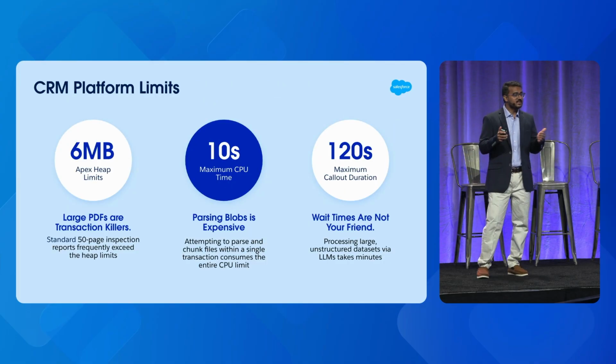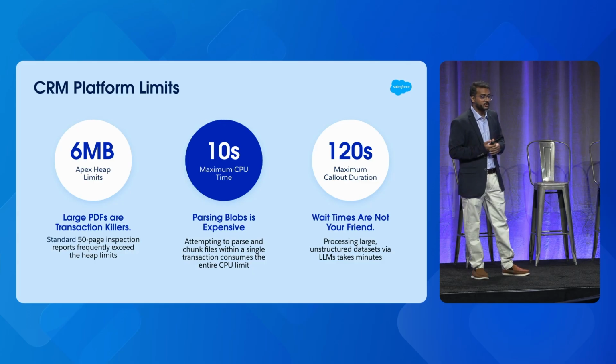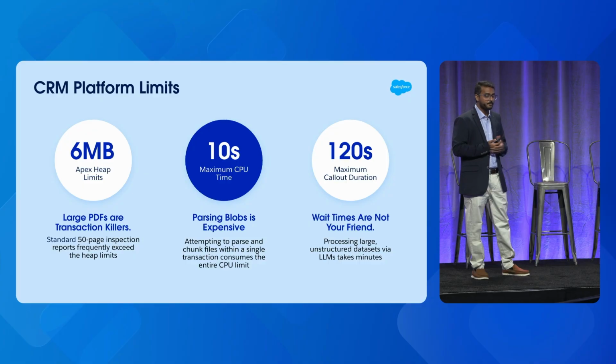So if for some reason you attempt to parse your documents within the CRM platform without Data 360, these are some of the limitations that you could run into. For instance, in production, you could be dealing with documents that are hundreds of pages long or even thousands of pages long. So the size of them could easily exceed a few MB, right? Your Apex heap size limit is about 6 MB. So if your documents exceed that, that's going to be a problem.